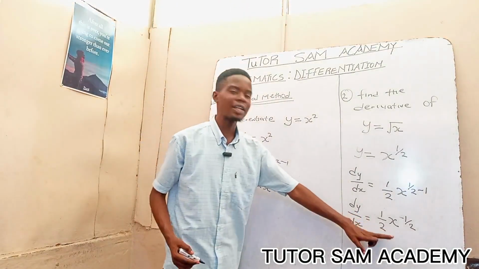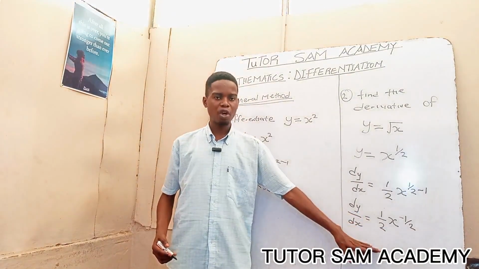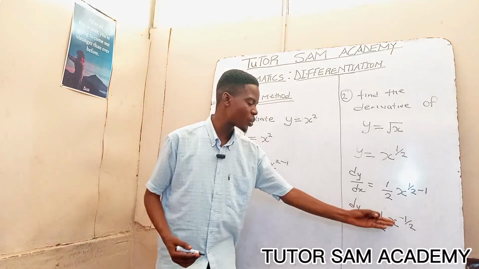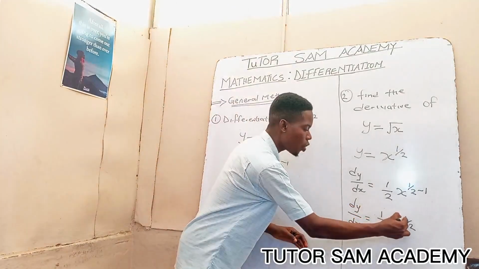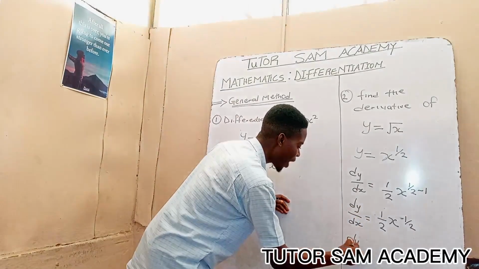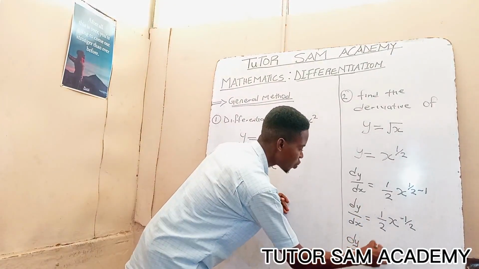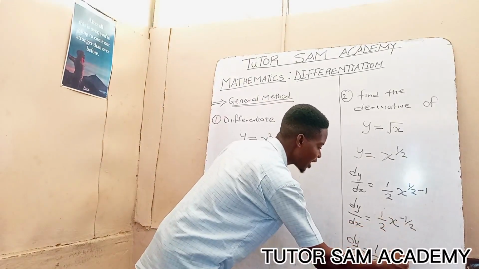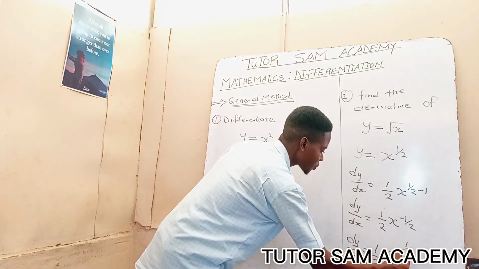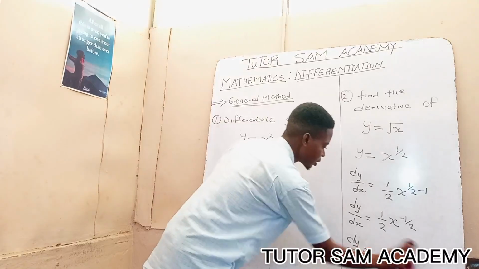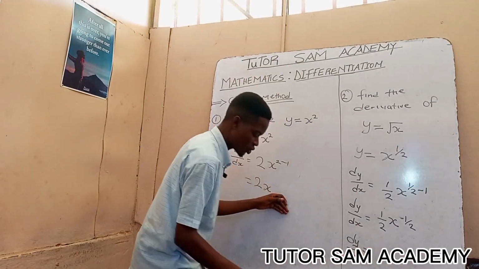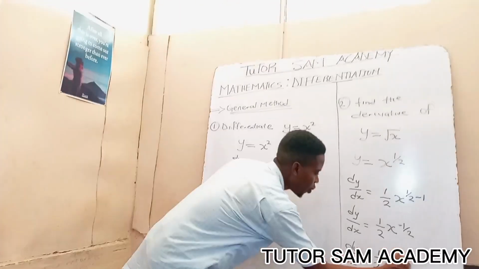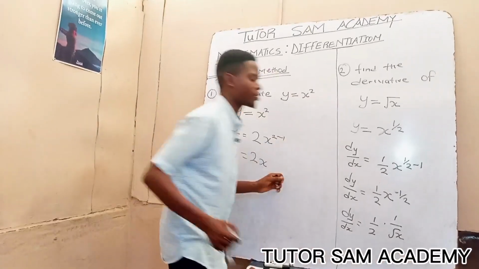You can actually leave your answer in this form, but there are different ways whereby you can represent your answer. Let's say you have dy/dx is 1 over 2 x raised to the power of minus 1 over 2. Or you can proceed and say dy/dx is equal to 1 over 2, this is x. Minus 1 over 2 is the same thing as 1 over 2 into 1 over square root of x.